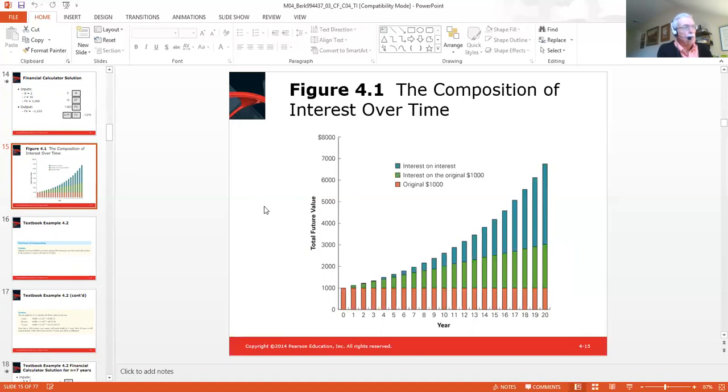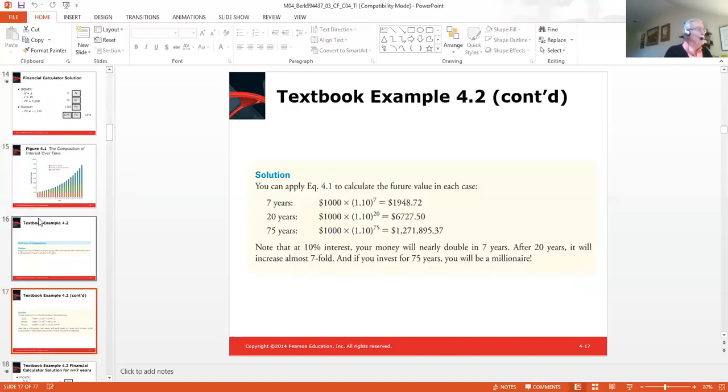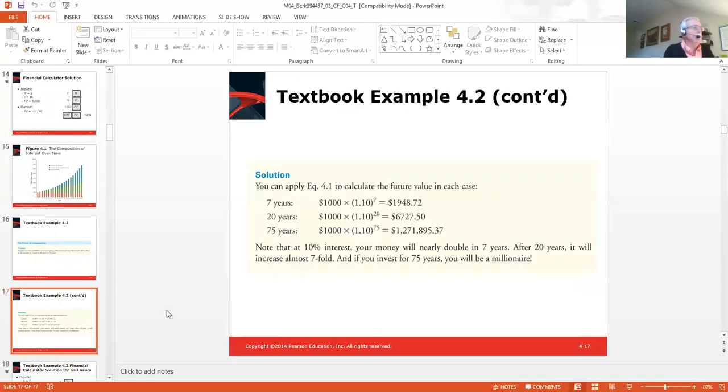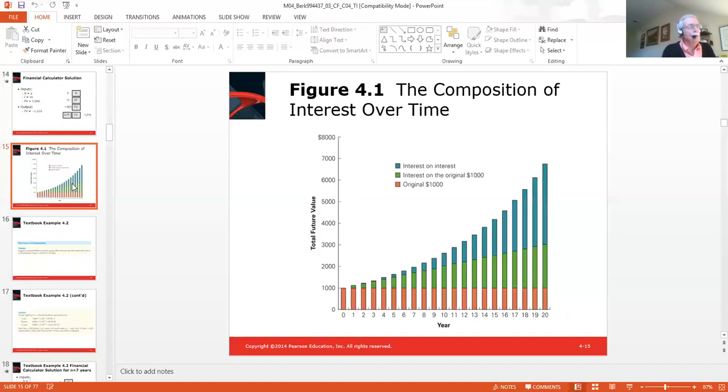This actually represents $1,000 growing for 20 years at a rate of 10%. And the result is that we end up with a balance. I think that's the correct amount. It is. It's $1,000 being earned for 20 years, compounding over 20 years at 10%. Gives us an answer of nearly $6,800 or $6,720. Let's see what the exact answer is. $6,727.50. So that's what's represented graphically here.